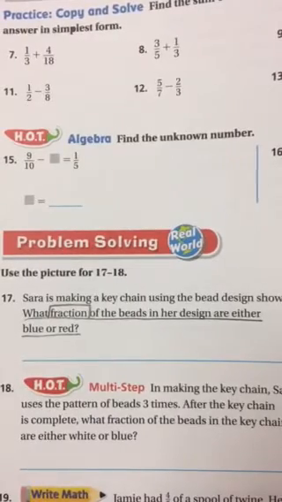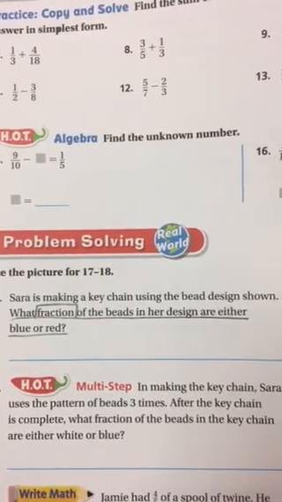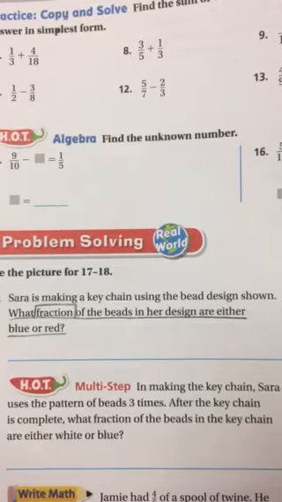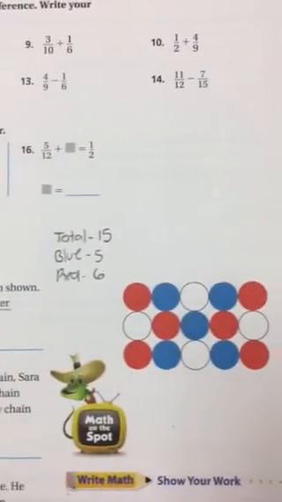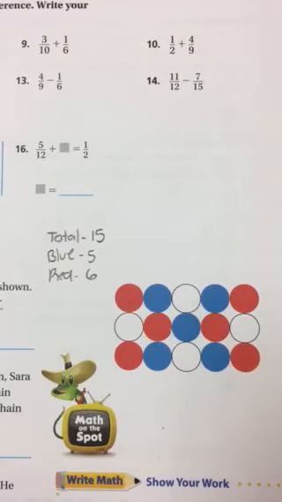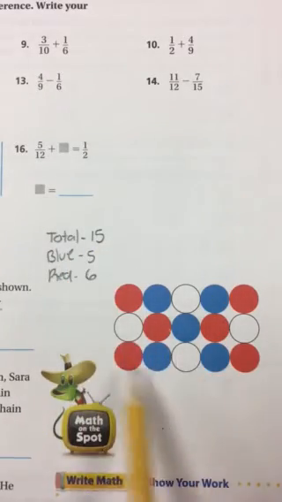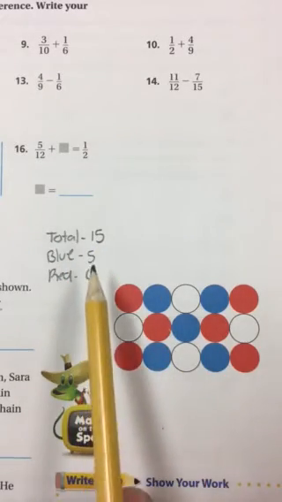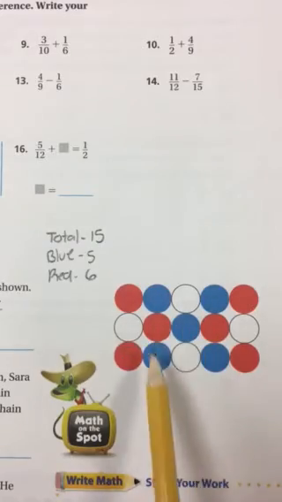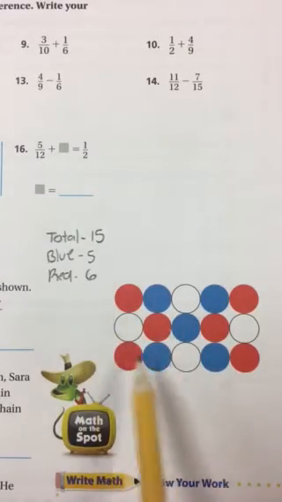So this is number 17 that we're going to do. It says Sarah is making a keychain using the bead design shown. So we'll take a look at that design. What fraction of the beads in her design are either blue or red? So here's her design of beads. In order to make a fraction, we first have to figure out the total number of beads. So the total number of beads is 15 beads. There are 5 blue beads and 6 red beads.